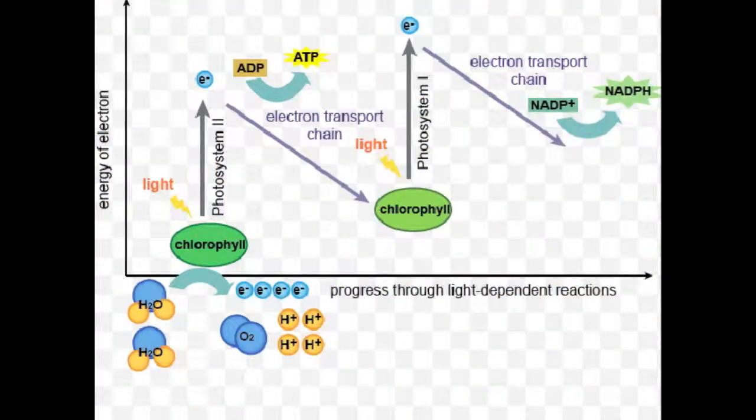The light-dependent reaction requires light. The light-dependent reaction uses energy from light to produce ATP and NADPH. The light-dependent reaction produces oxygen gas and converts ADP and NADP plus into the energy carriers ATP and NADPH.